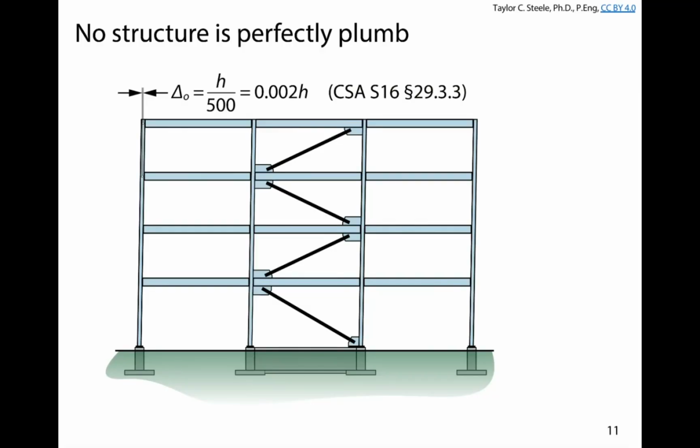But there are upper limits on how out of plumb a structure can be, and that's specified in clause 29.3.3 of the steel standard. And what it says is the maximum a column can be out of plumb is the height of that story divided by 500, or 0.2% of H. And that's the most a structure is allowed to lean.